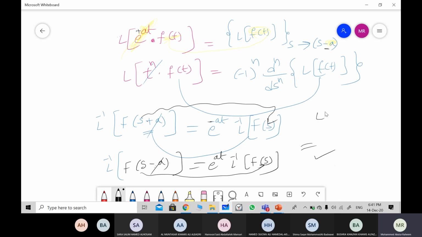Everything depends on this. And another thing, just today we discussed Laplace transform of derivatives and how to solve a differential equation with this. We did that. Okay.